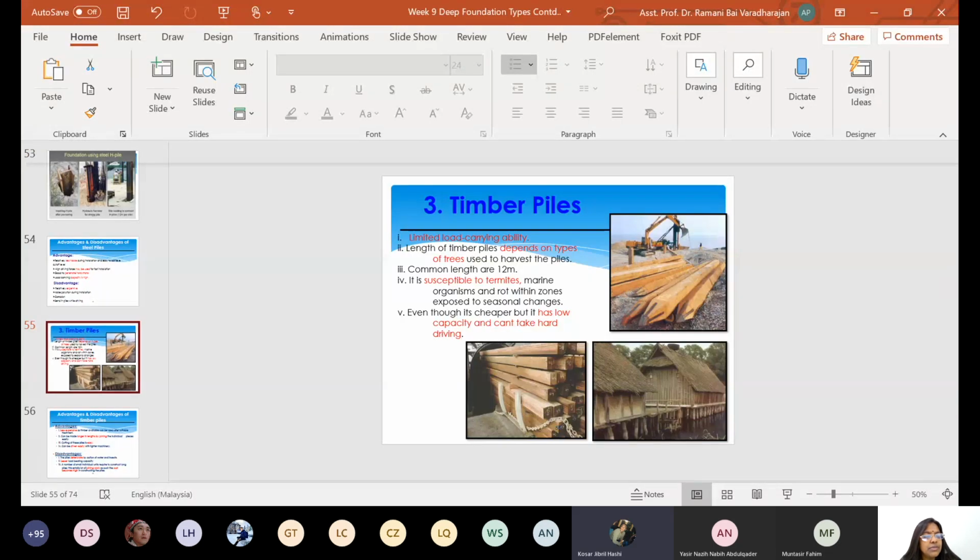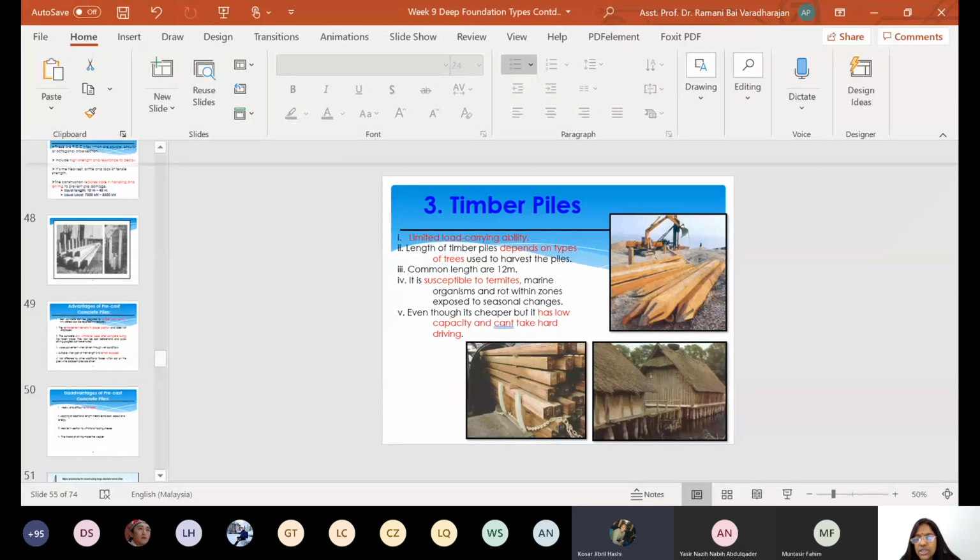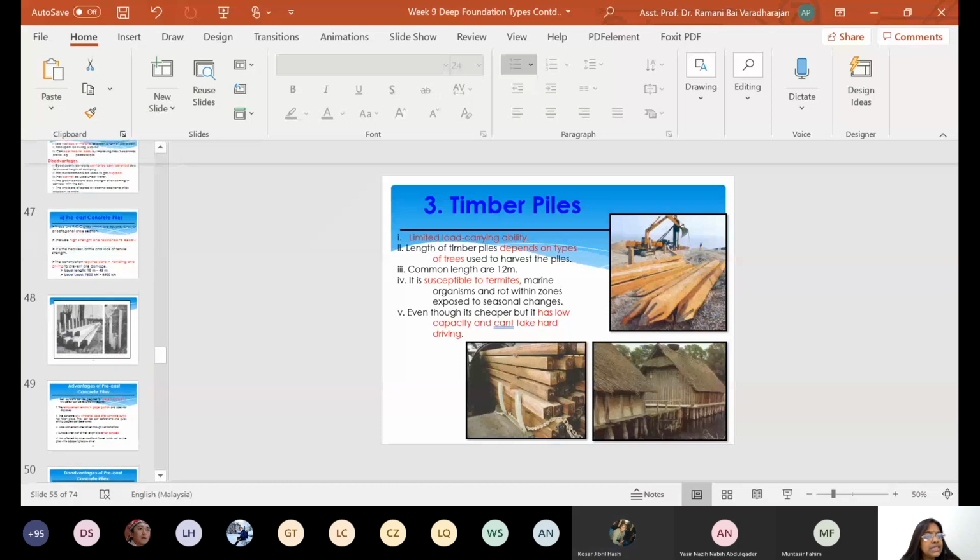Different tags, and based on the tag it may be varying. Still, I will continue in the next class. I stop here with the steel piles.